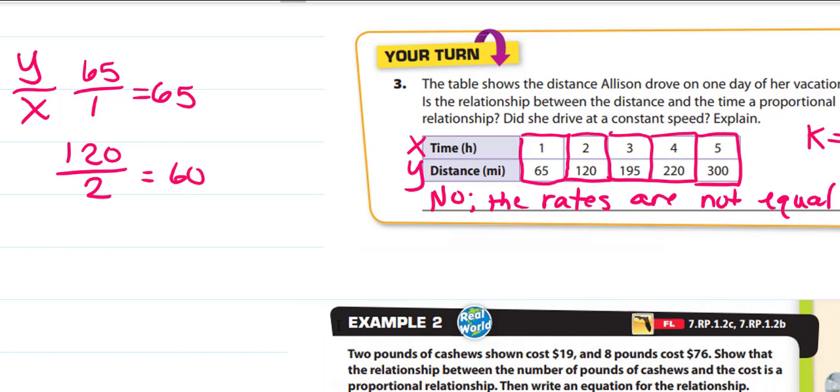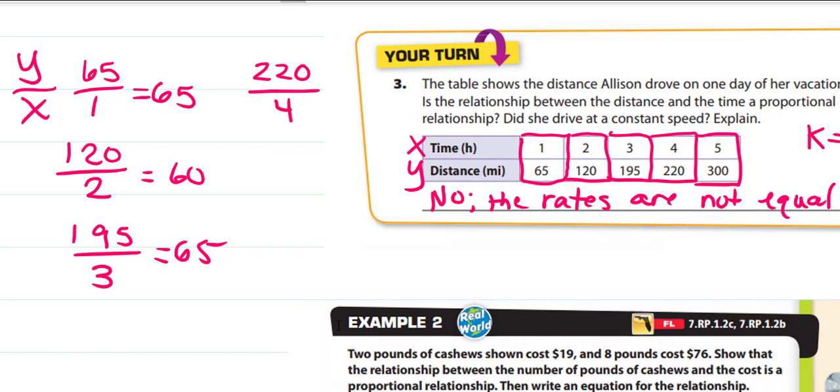At this moment, I know that this is not a proportional relationship because those two numbers are different. If this were a proportional relationship, all of them would be the same. But we can continue just to make sure you guys got everything else correct. So now for the next one I would do 195 divided by 3. That also equals 65. The next one is 220, divided by 4.